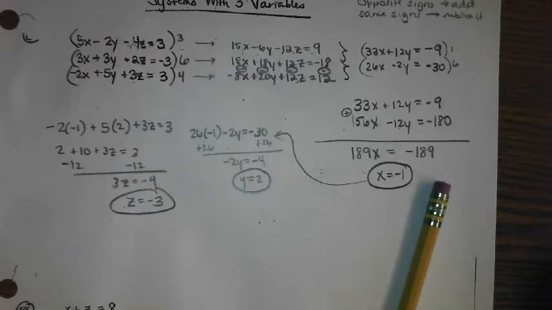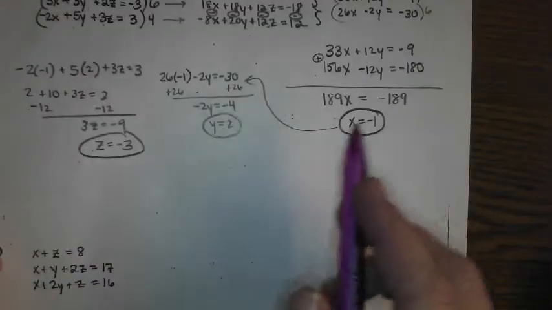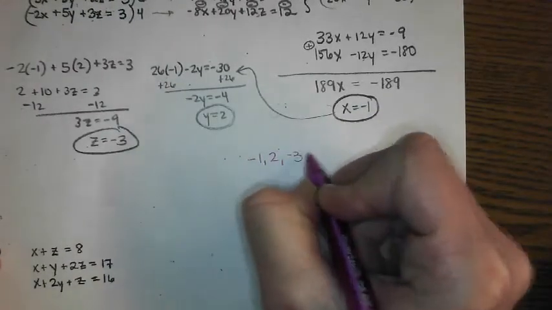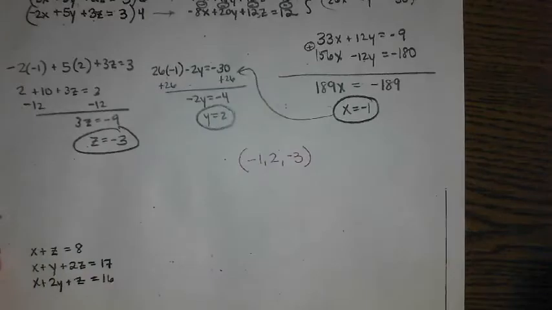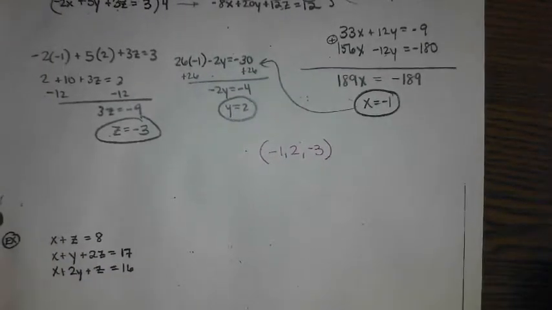Okie doke. So sometimes you'll see your answers written as x, y, z, like negative 1, 2, and negative 3. Good?